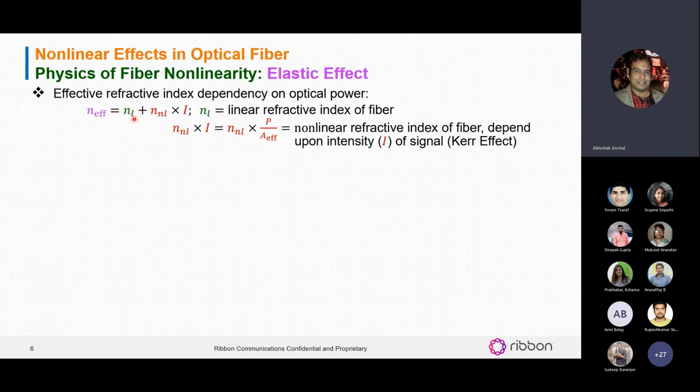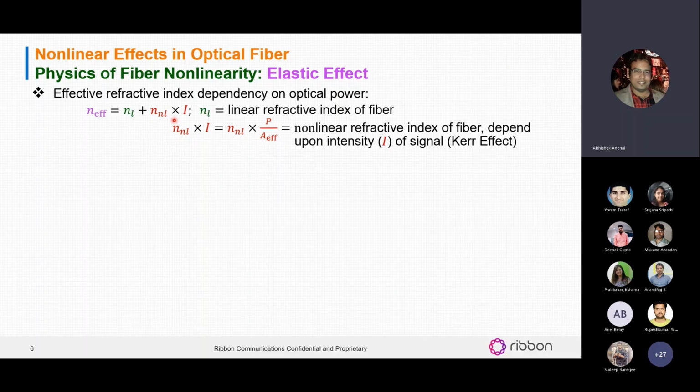At lower power, when the power is very low, this momentum is very low, so the refractive index of the fiber is constant. It doesn't change. But at higher power, because the fiber radius is very small, even at very low power the intensity is very high, and this nonlinear effect comes into the picture, which changes the refractive index of the fiber depending upon the intensity of the signal itself. What I mean to say is that when you transmit a laser through the fiber, it changes the refractive index of the fiber itself at relatively higher power.